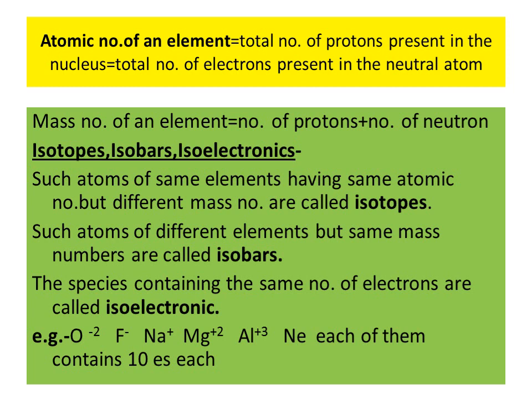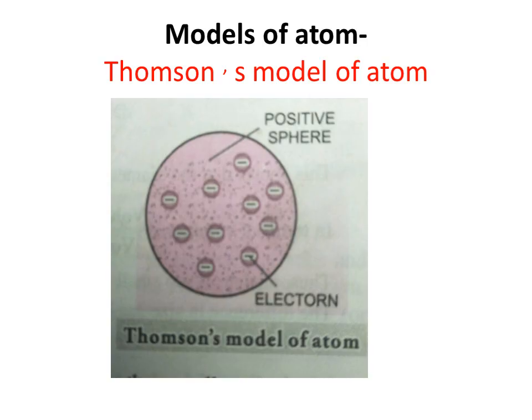Now start with a different topic, that is called isoelectronics. So what are the isoelectronic species? The species means atoms, maybe ions. Species containing the same number of electrons are called isoelectronic. For example, O2-, F-, Na+, Mg2+, Al3+. All these ions have same number of electrons, that is they have 10 electrons each. So they are isoelectronic species. Iso means same, they have same number of electrons.